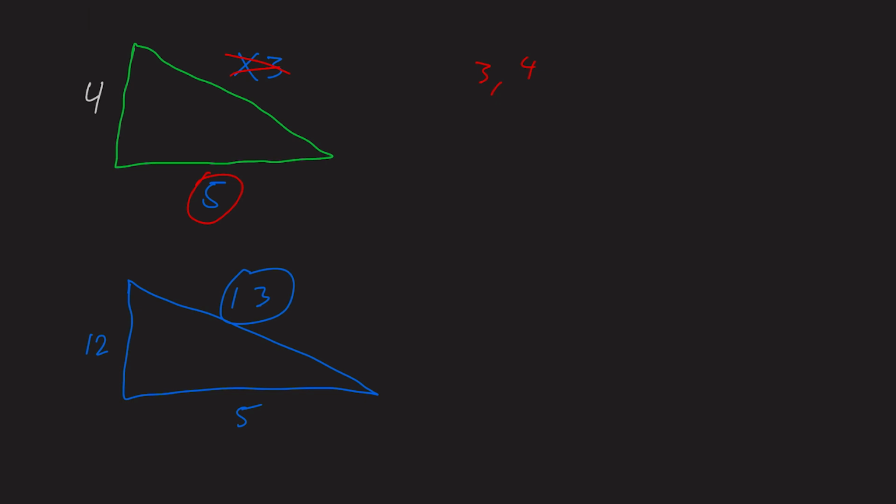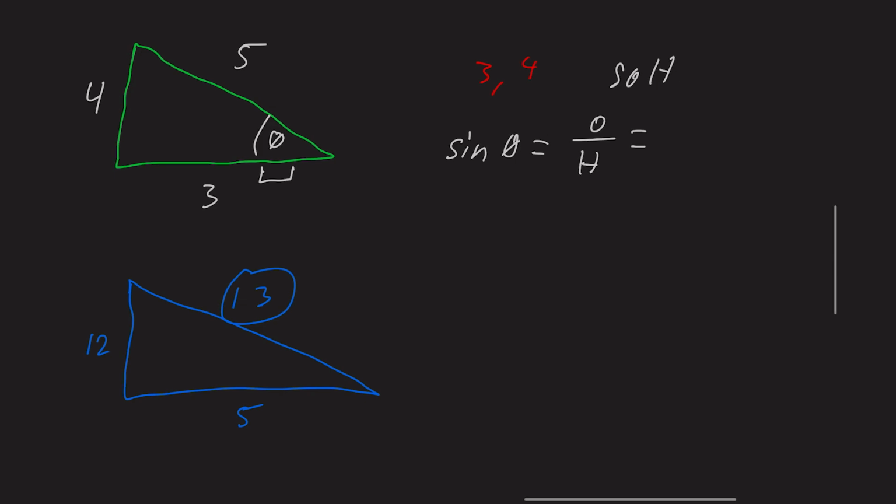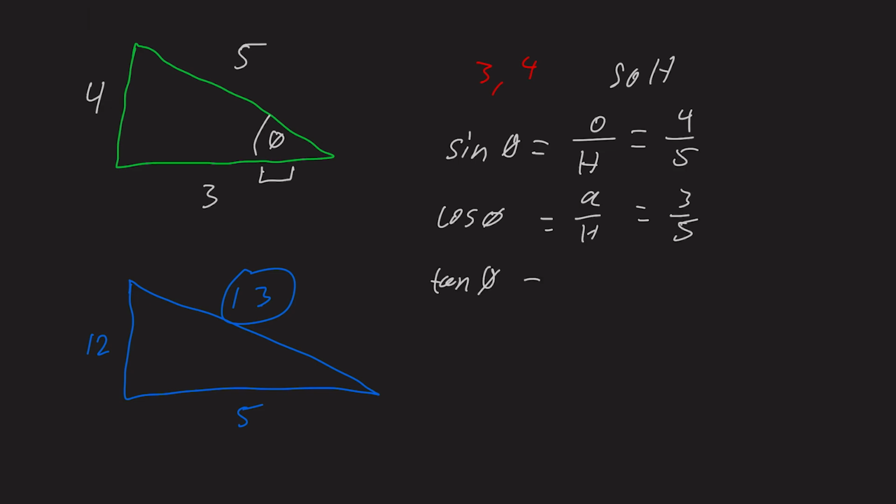So let's do some practice determining the angle measure on these triangles. Let me rewrite this so that it accurately reflects the 3, 4, 5. So let's say I wanted to find this angle. Well, there's lots of different ways I can take this. I could use sine of theta, which would be opposite over hypotenuse, in which case it would equal 4 over 5. I could do cosine of theta, which equals adjacent over hypotenuse, which would be 3 over 5. Or I could do tangent theta, equals opposite over adjacent, equals 4 over 3.